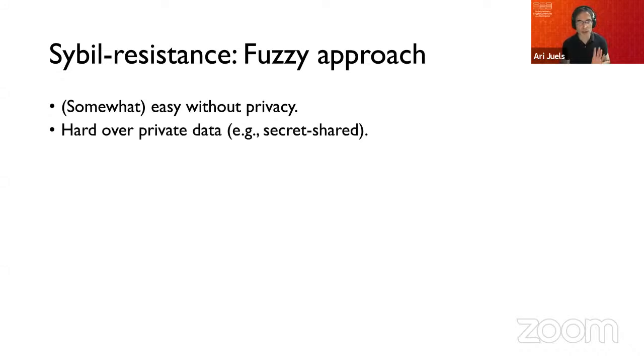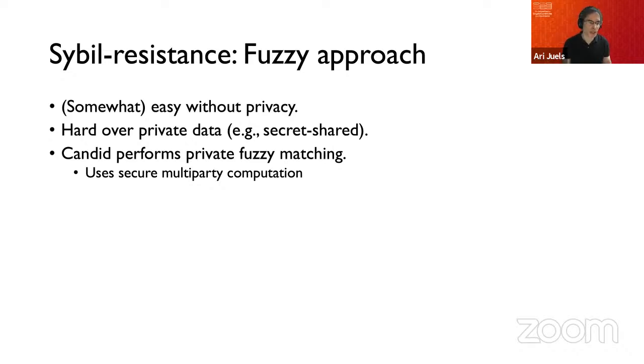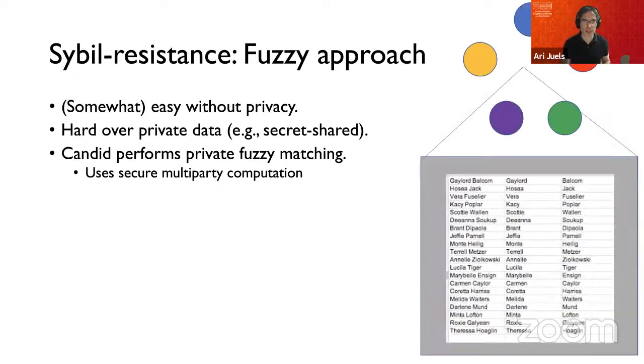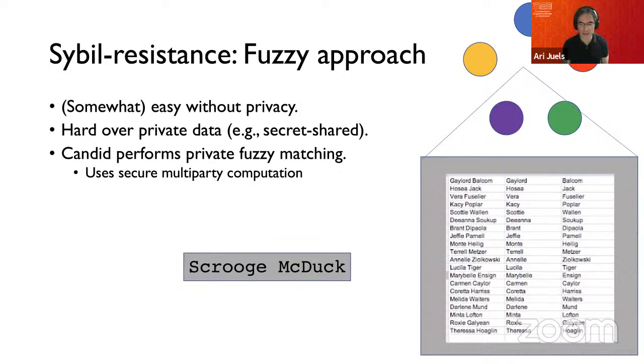The challenge is implementing it with privacy. And this is something we need to do using secure multi-party computation. That's the approach that we take in Candid. So when a user attempts to register, the user presents her name in a private, secret shared form. The committee has a list, again in private form, of all the users that have previously registered, and secure multi-party computation is used to determine whether there's a fuzzy match, a match to within the predetermined edit distance tolerance, between the presented name and the registered name.